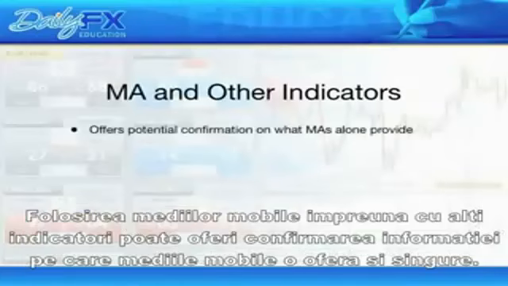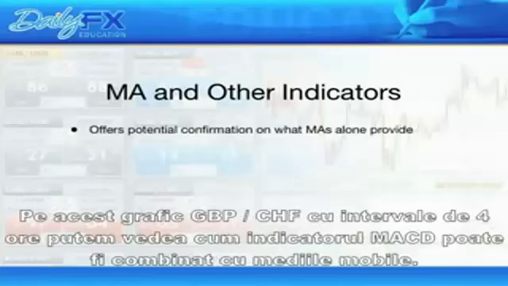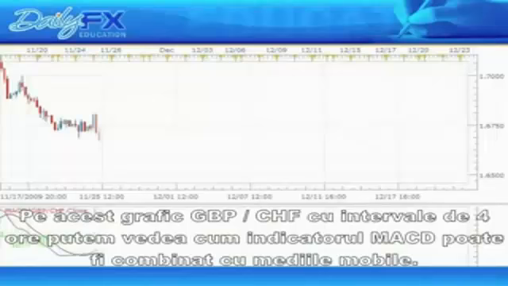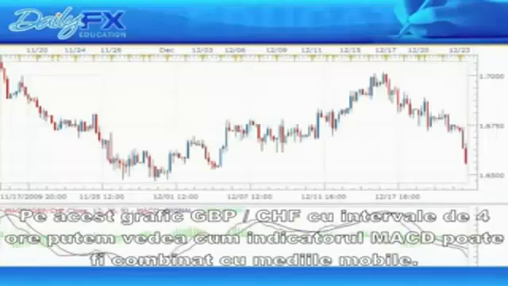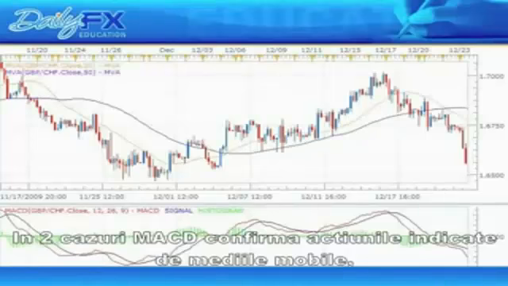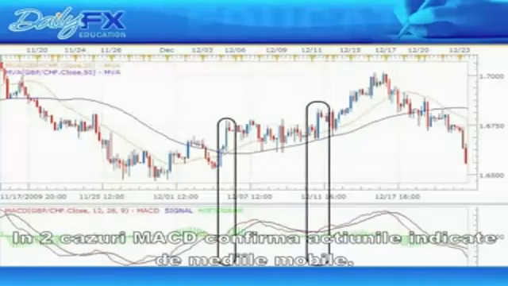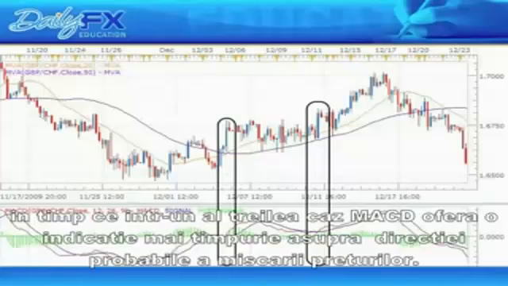Using moving averages in conjunction with other indicators offers potential confirmation to what the moving averages alone can provide. On the pound-Swiss 4-hour chart, we see how the MACD can be combined with moving averages. In two cases, MACD confirms the action indicated by the moving averages, while in the third instance, MACD provides an earlier indication of what price is likely to do.